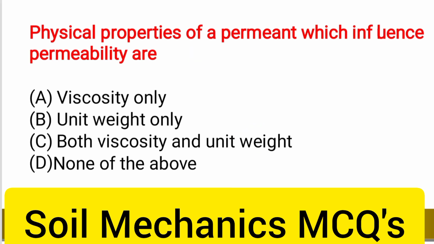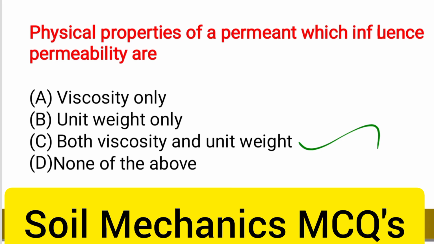Next question, physical properties of the permeant which influence permeability are: option A, viscosity only; option B, unit weight only; option C, both viscosity and unit weight; option D, none of the above. So the correct answer is option C, both viscosity and unit weight. The viscosity of the pore fluid affects the permeability, as well as the unit weight.